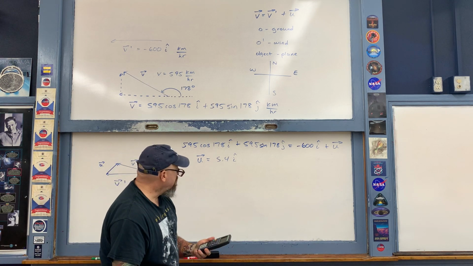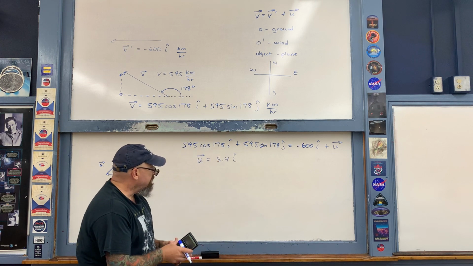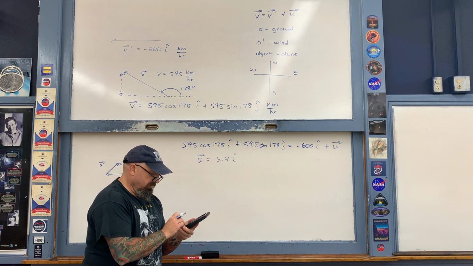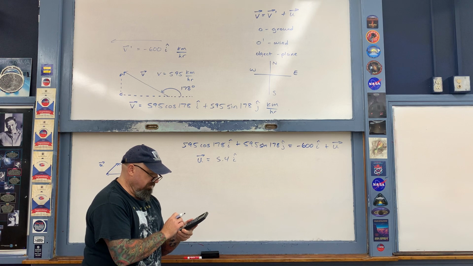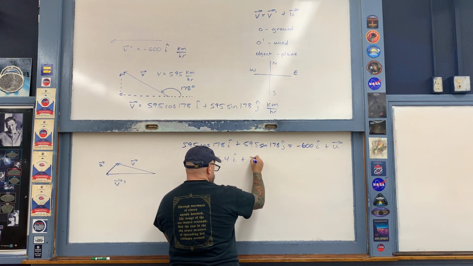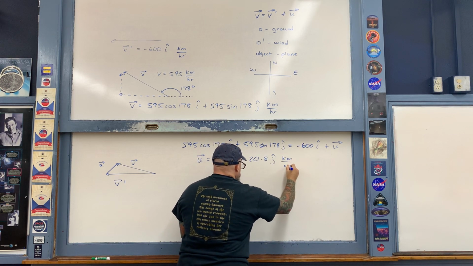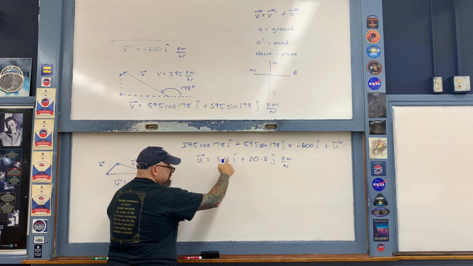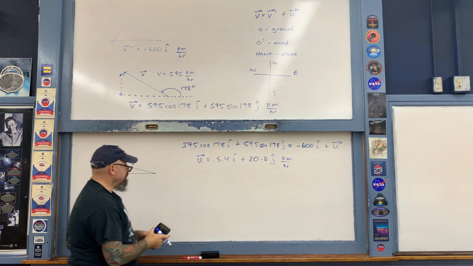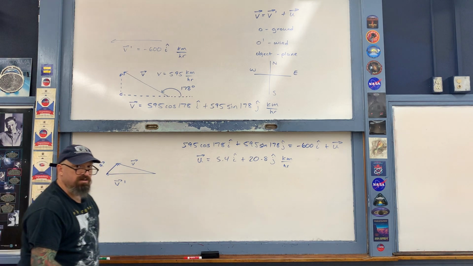Okay, now I'll do the j hat component. In order to do the j hat component, we just have right here 595 sine of 178. All right, so 595 times sine of 178, punching that out, comes out to be positive 20.8, give or take, j hat, kilometers per hour. So I do have a positive x component and a positive y component to the u vector. My guess that it's into the first quadrant is in fact correct.